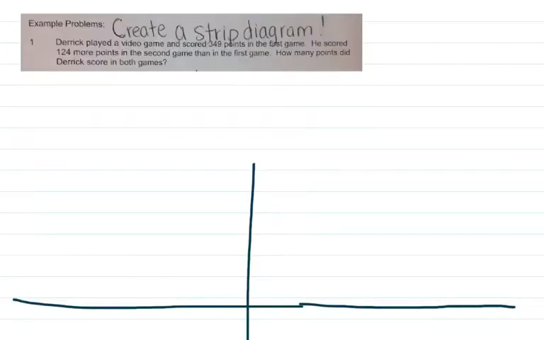So let's look at our first problem. For this problem, we're going to create a strip diagram. So let's go ahead and read it. Let me get my pen ready. Derek played a video game and scored 349 points in the first game. So 349 is some very important information. And he scored 124 more points in the second game than the first game. And how many points did he score in both games?